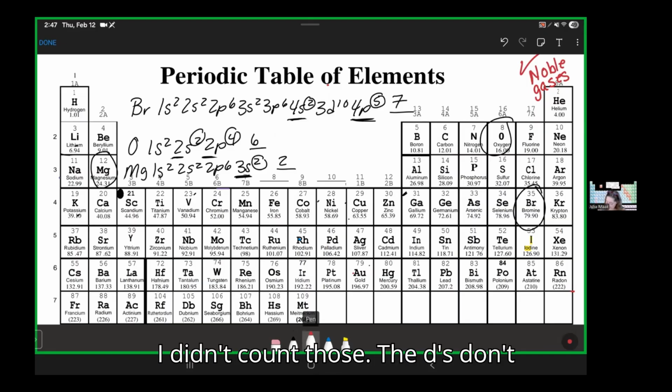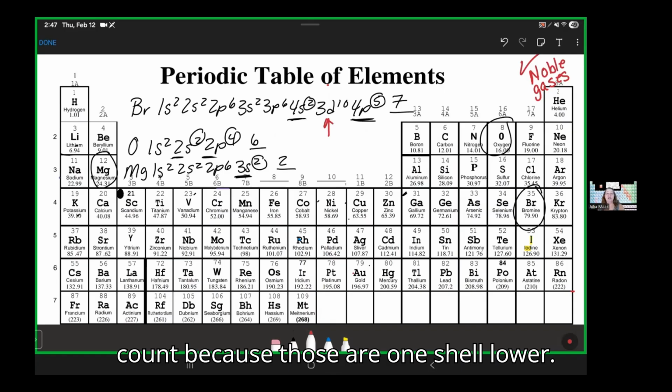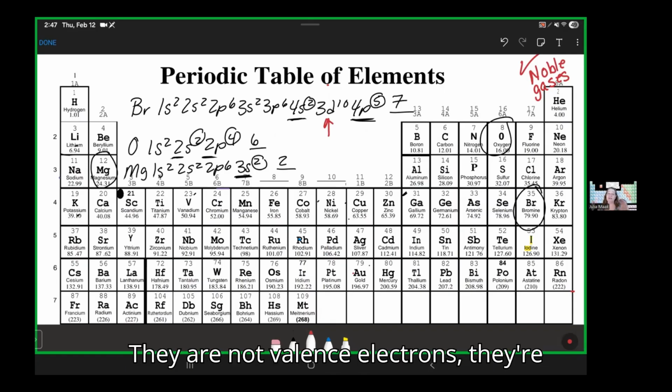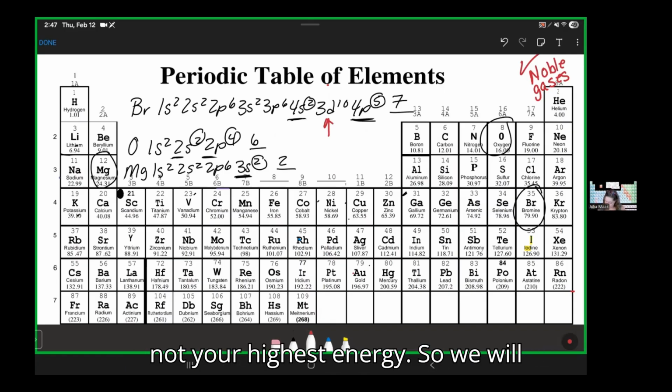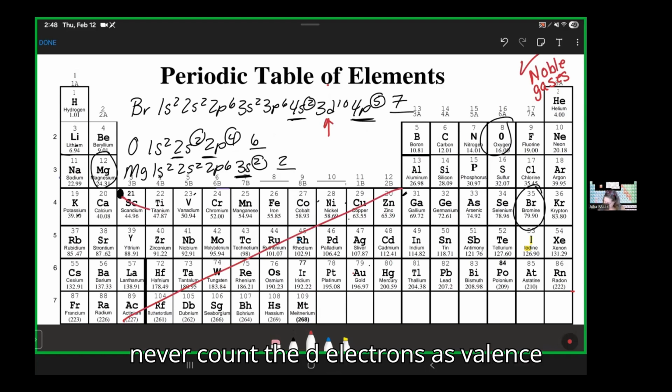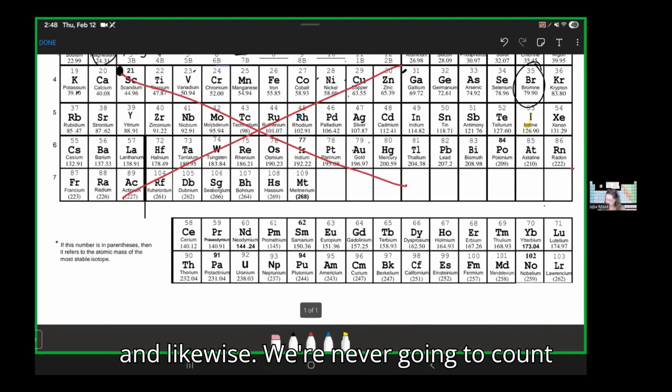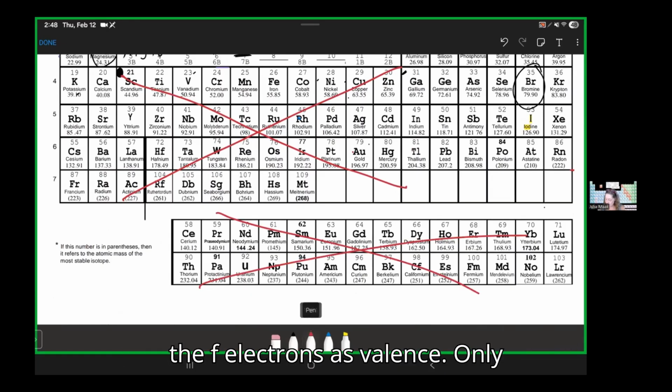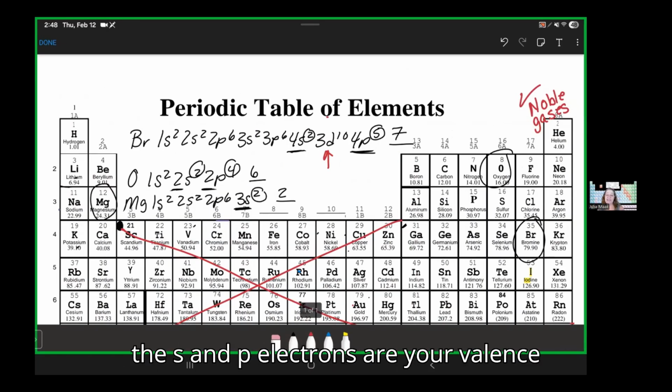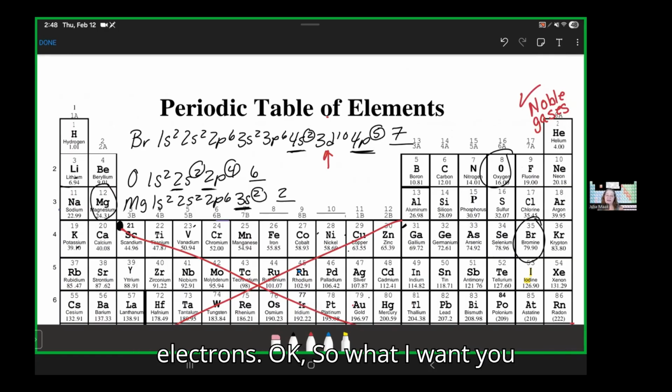Okay, so notice I didn't count those. The d's don't count because those are 1 shell lower. They are not valence electrons. They're not your highest energy. So we will never count the d electrons as valence. And likewise, we're never going to count the f electrons as valence. Only the s and p electrons are your valence electrons.